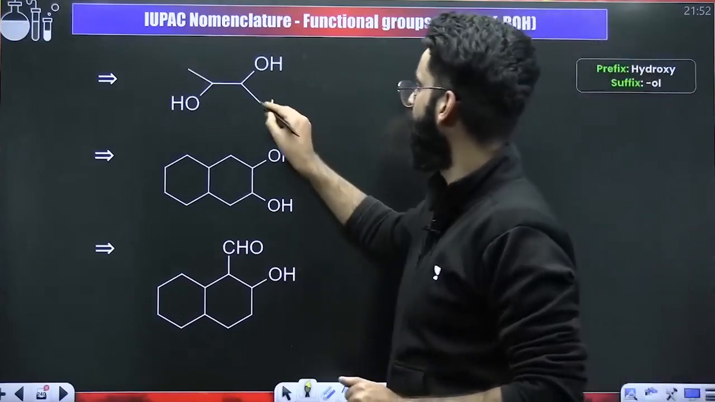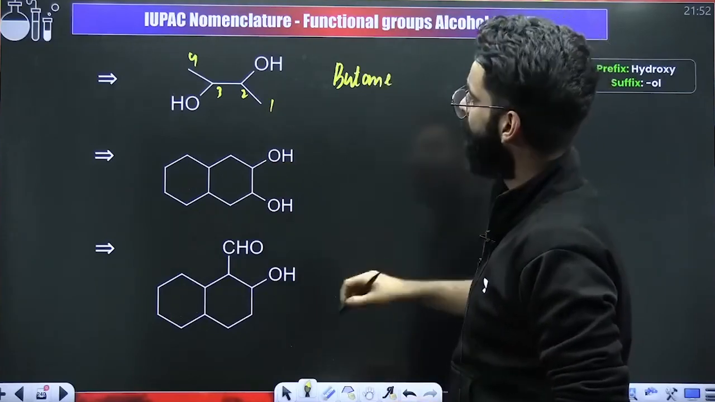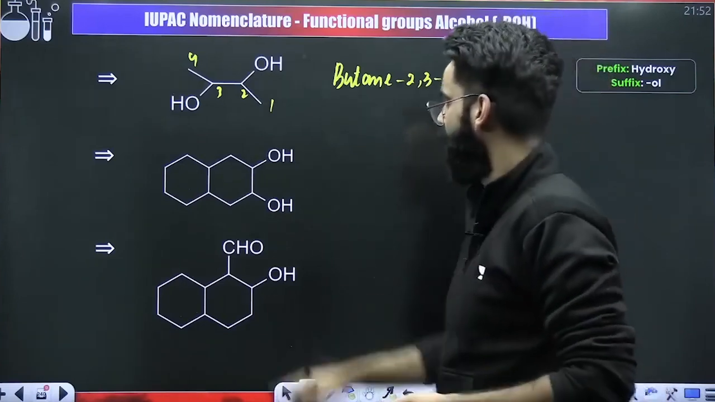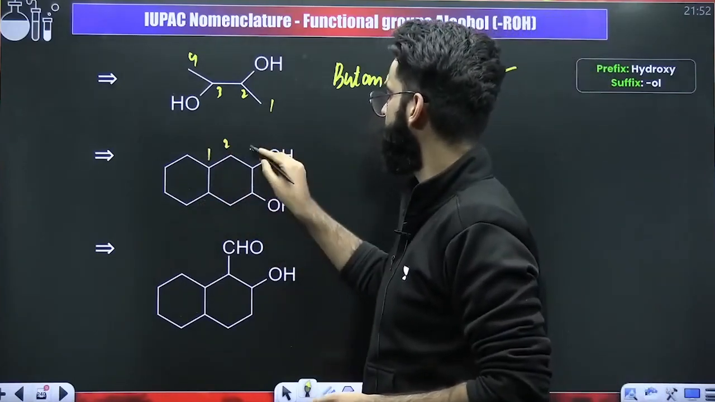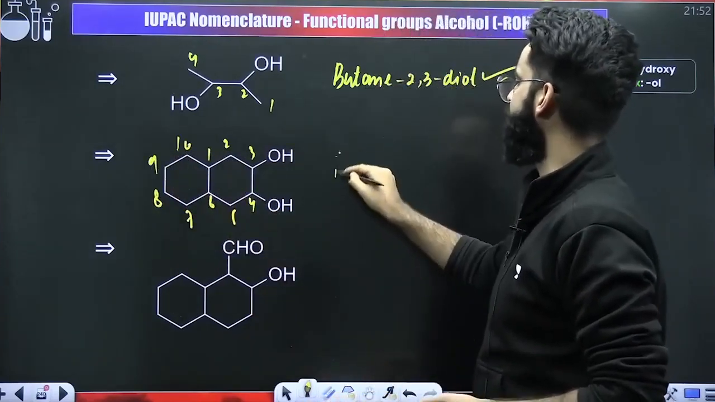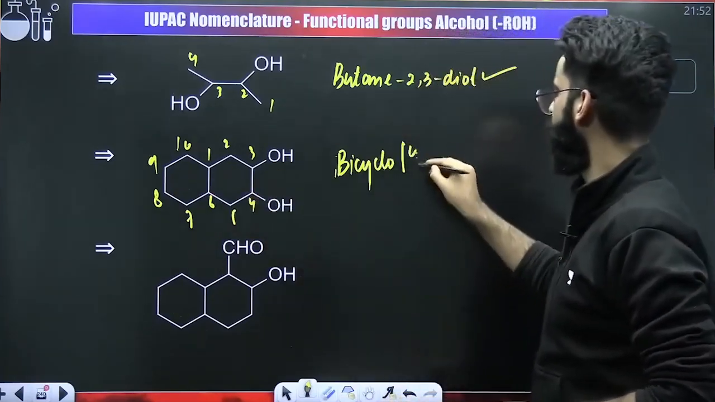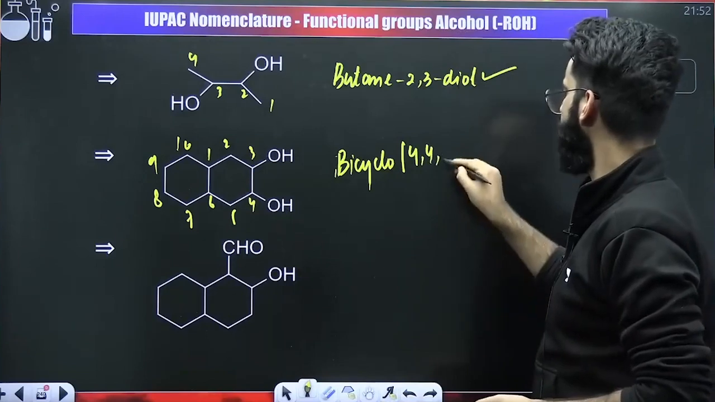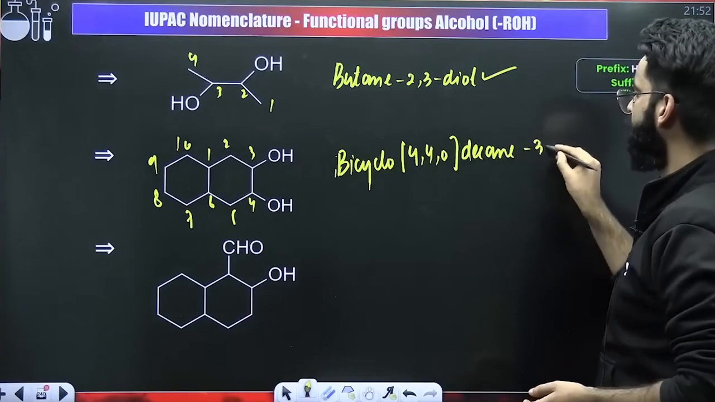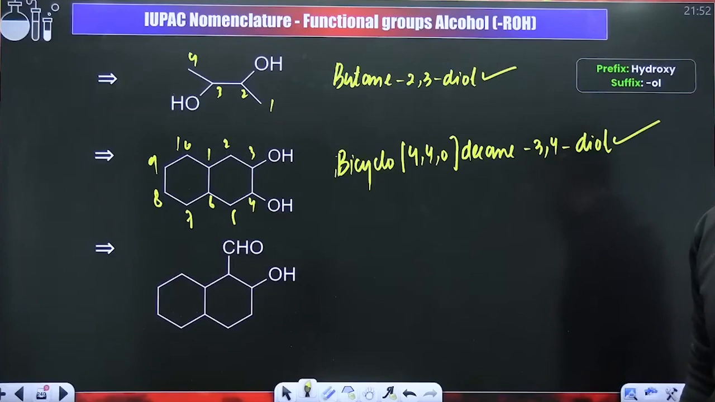Quickly, what about this one? 1, 2, 3, 4. So it's simply going to be but, everywhere single bond, ane. It's 2,3-diol, right? Now, it's a bicyclo one. Call this 1, this is 2, this is 3, 4, 5, 6, 7, 8, 9, 10. So it is going to be bicyclo[4.4.0]. Perfect. Then 10 carbon atoms, so dec, everywhere single bond, so ane. Now at 3 and 4, it's going to be diol.